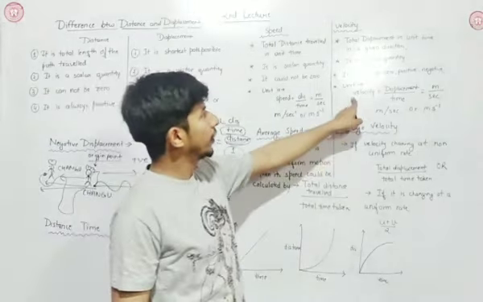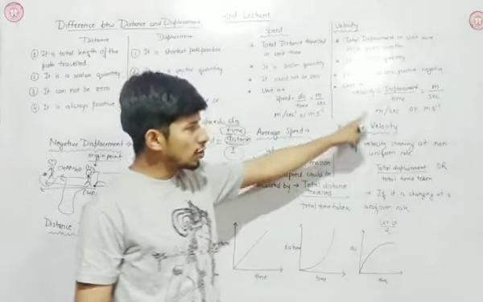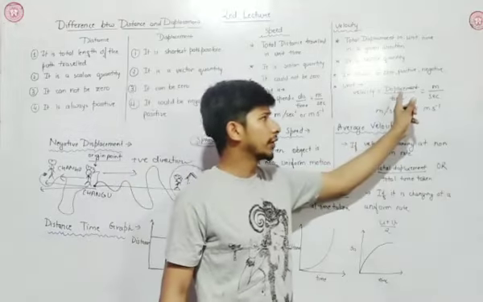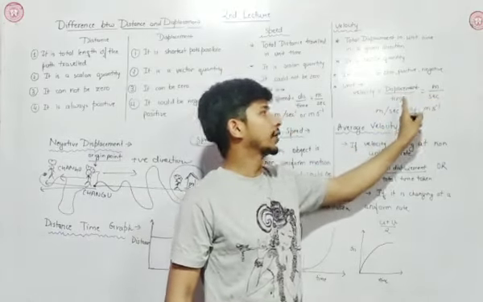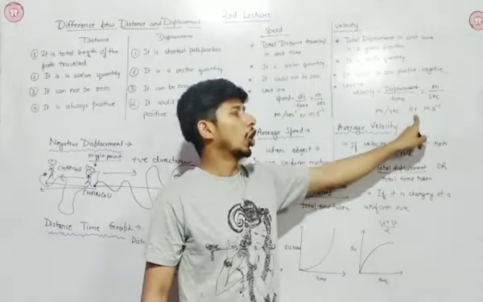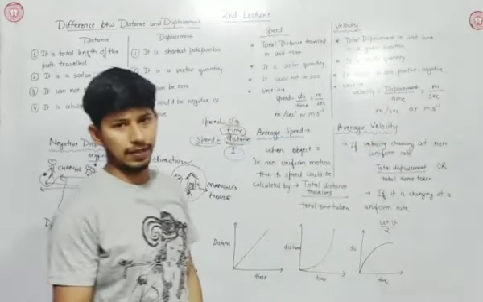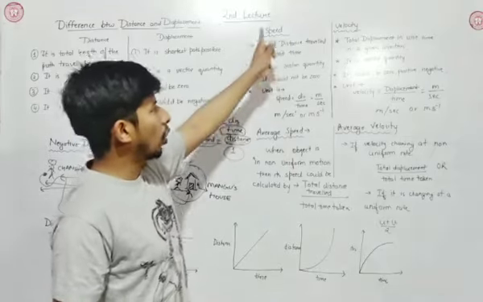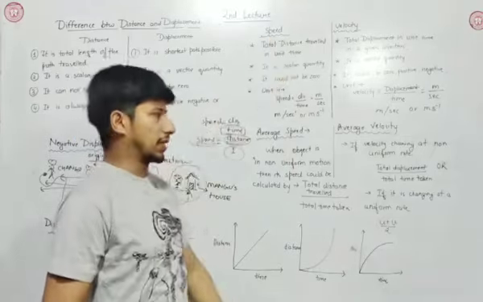Okay, now we will talk about the velocity. The unit of velocity will also be the same as that of speed, because the unit of displacement is meter and the unit of time is second. So it could be written as meter per second or meter second inverse. Okay, is it clear to you? So this is all about speed and velocity.